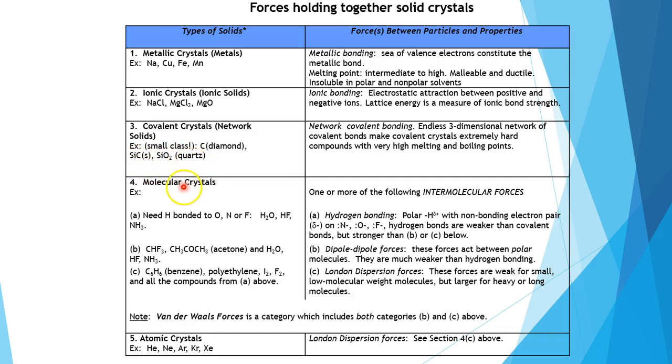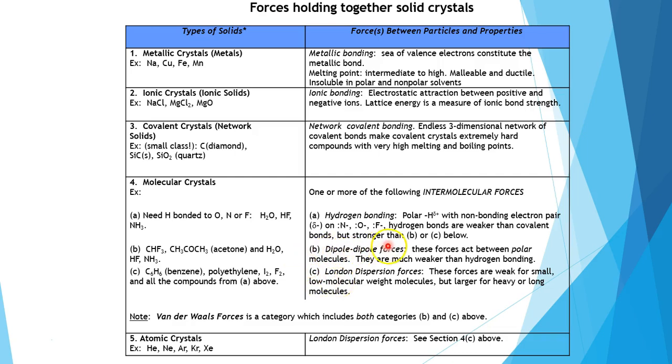The examples are in the small class or small size: diamond, silicon carbide, and silicon dioxide, known as quartz. In molecular crystals, there are different interactions, so we have to consider more intermolecular forces, such as hydrogen bonding: the polar hydrogen with a non-bonding electron pair on nitrogen, oxygen, or fluorine. Hydrogen bonds are weaker than covalent bonds but stronger than B and C, so they're going to be stronger than the dipole-dipole and London dispersion forces.